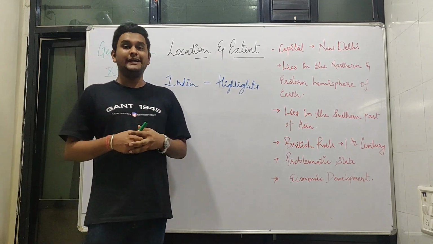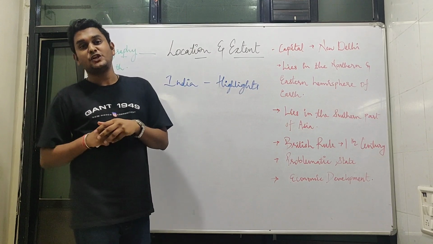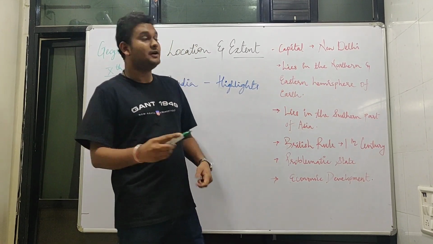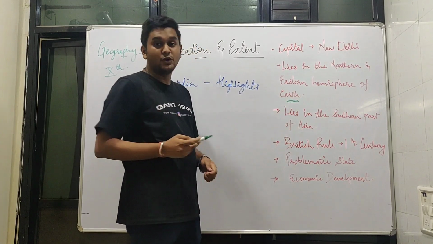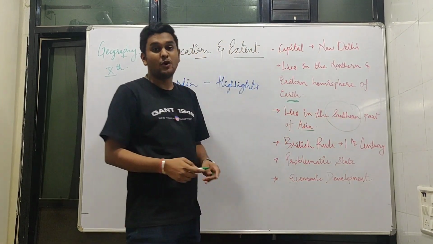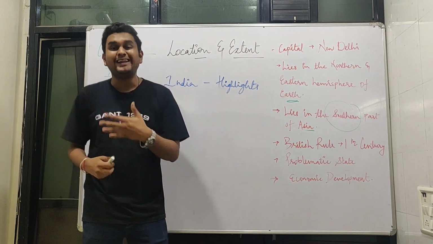So talking about India, the capital of India is New Delhi, and it lies in the northern and the eastern hemisphere of Earth, if you look at it closely. And India lies in the southernmost region of the Asian continent. Now talking about India, let's deep dive into a little more detail.